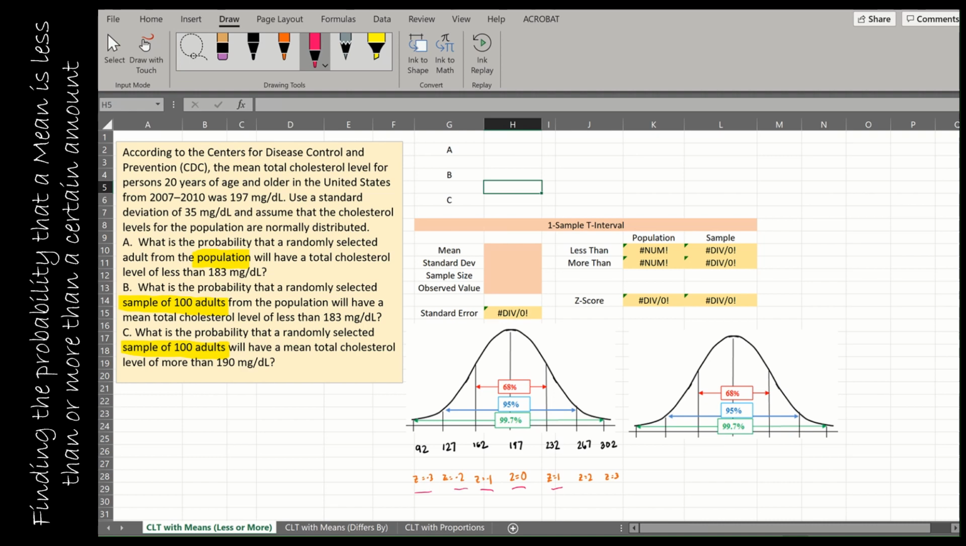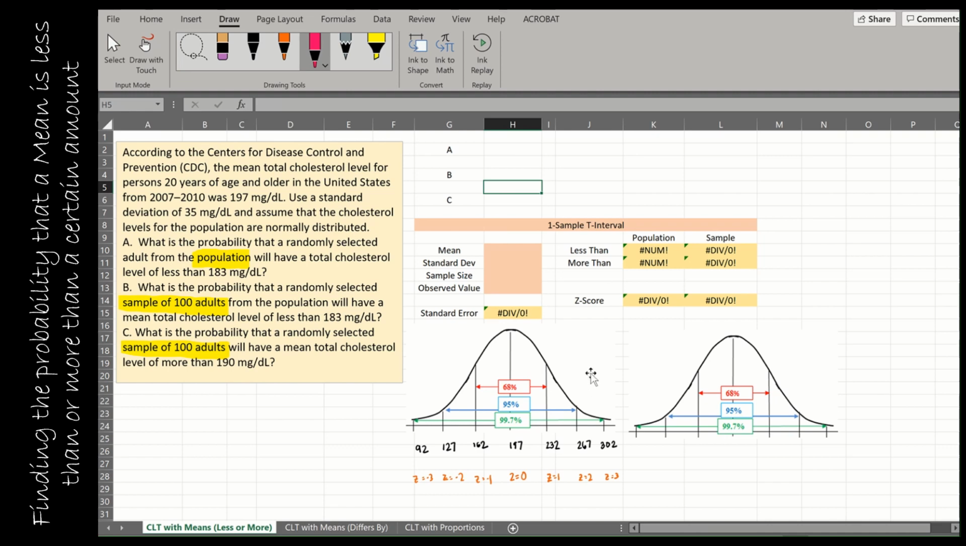So, the first question is a question that we would have been able to answer from last week's information when we first learned about the normal model. This is talking about the population, and population and sample are different things. So this week we're learning about the central limit theorem, and we'll get to that when we get to questions B and C. But for question A, we're finding the probability that a randomly selected adult from the population will have a total cholesterol level of less than 183 milligrams per deciliter.